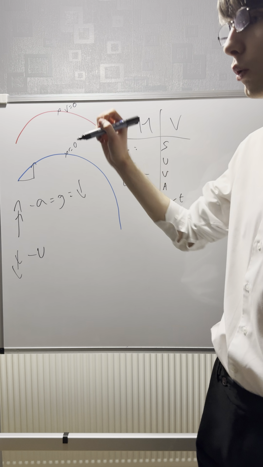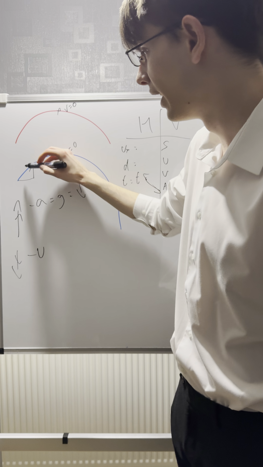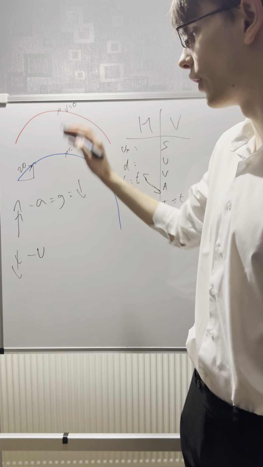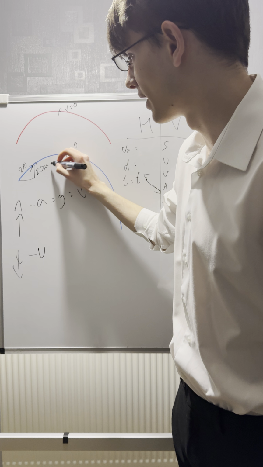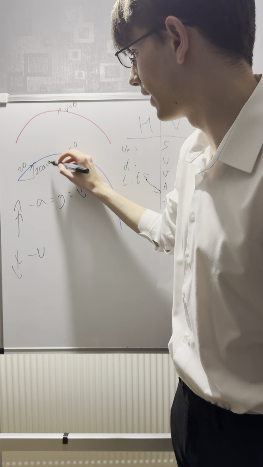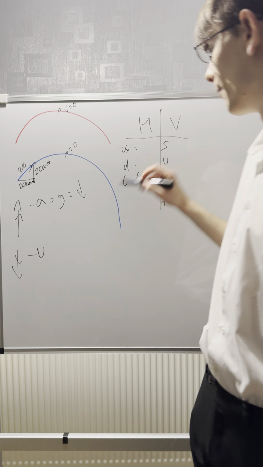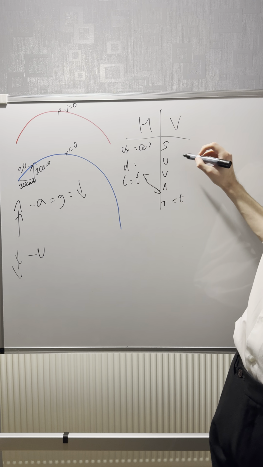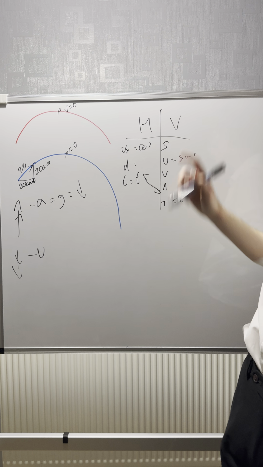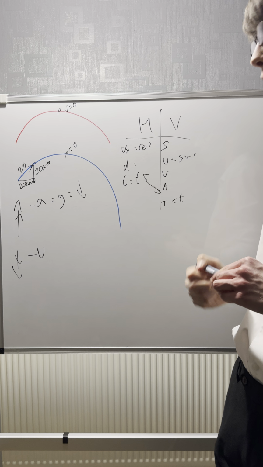Last thing is always, always, always remember to resolve. If that is 20, then our vertical component is going to be 20 sin theta, and our horizontal is going to be 20 cos theta. Make sure those are put in properly here. Follow all those steps, you will never fail a projectile question.